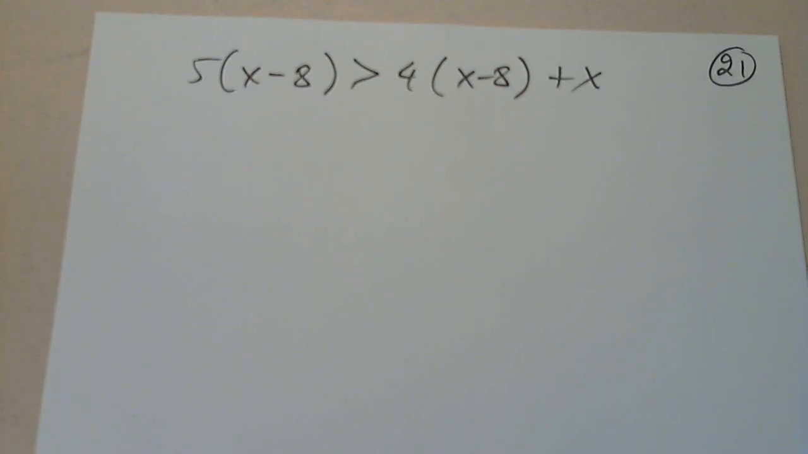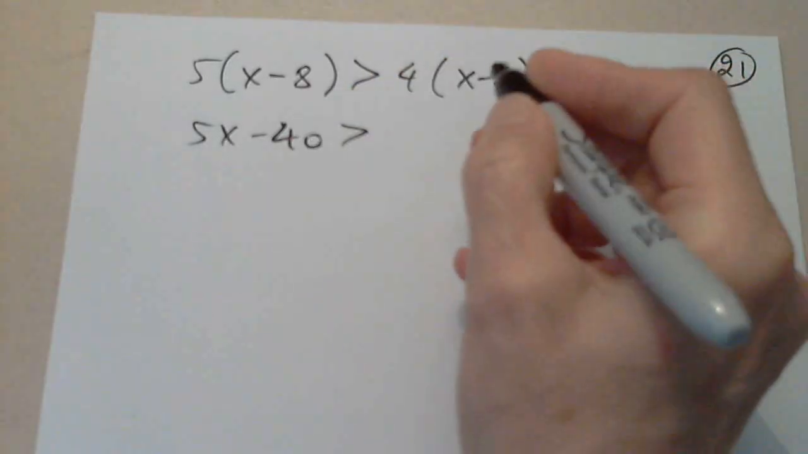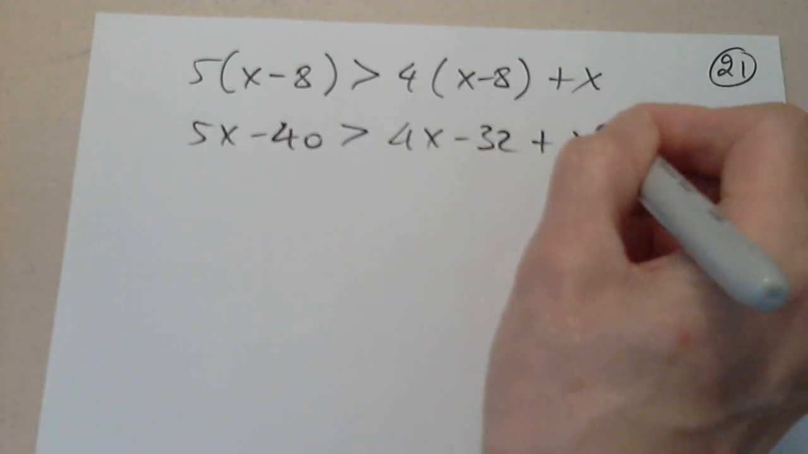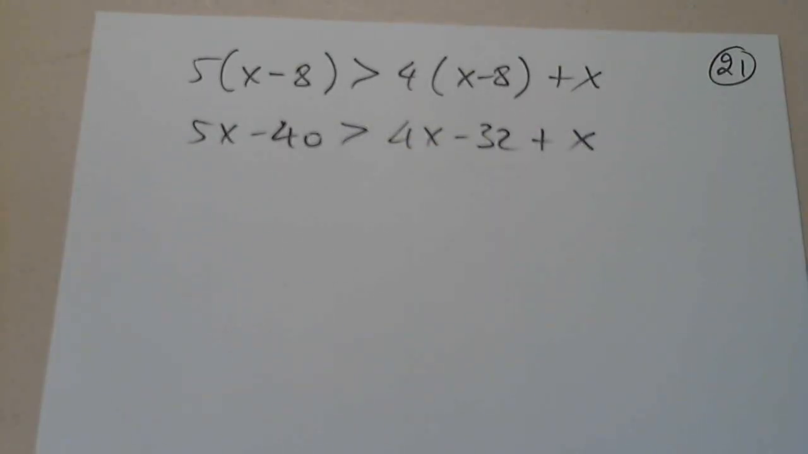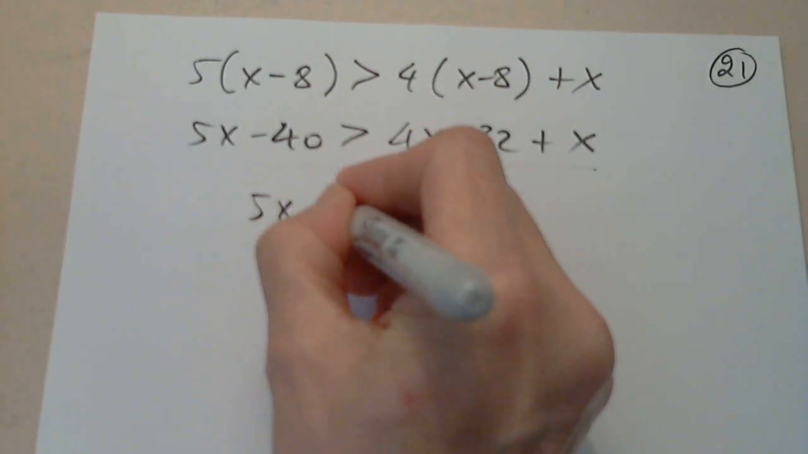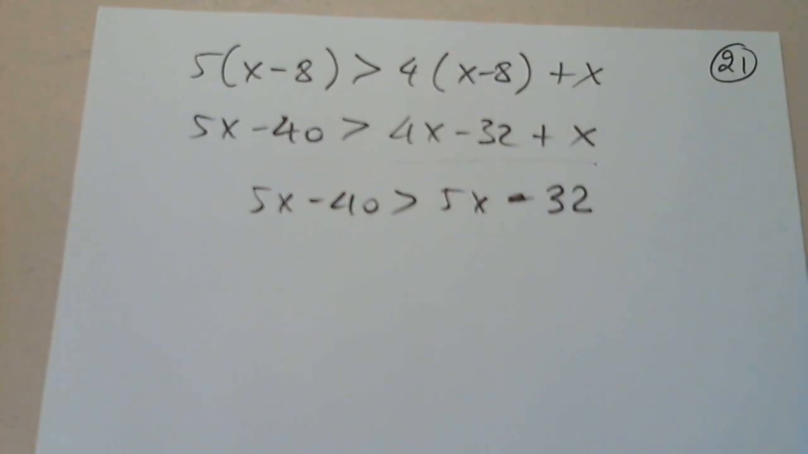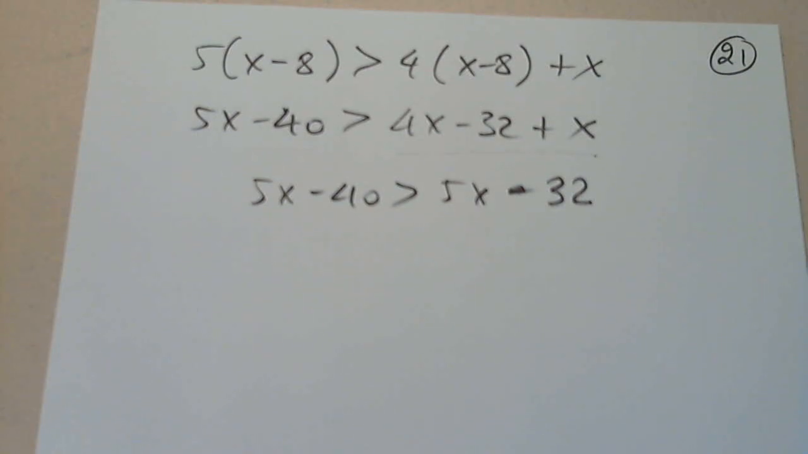What will you do first? Remove parentheses? Absolutely. So 5x minus 40 greater than 4x minus 32 plus x. First, we have to clear parentheses. Then we have to completely simplify both sides. This is simplified, but this isn't. So 5x minus 40 greater than 5x minus 32. Good. What next?